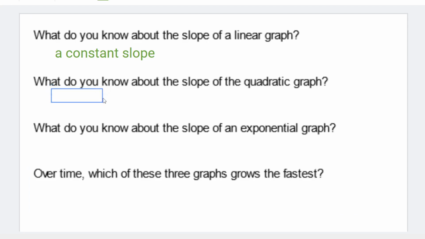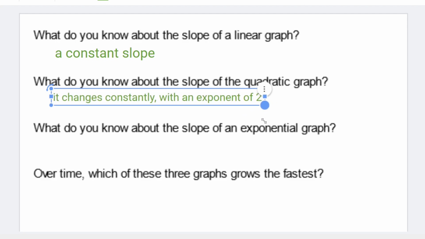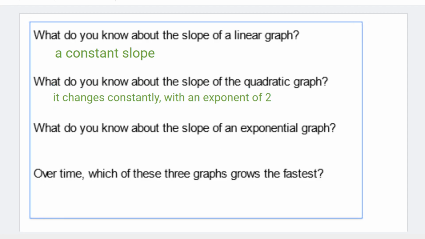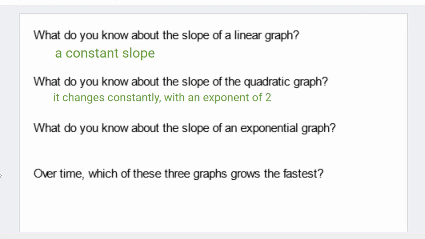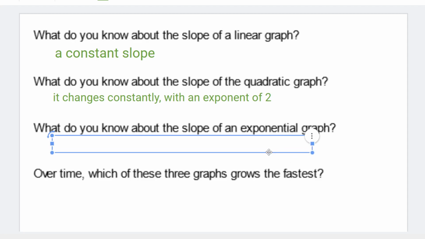Now a quadratic graph has a slope that is changing. It is changing constantly with an exponent of 2. That means you're taking whatever x value is going in there and multiplying it by itself. Now, if you have an exponential graph, exponential graphs also change constantly, with an exponent of x.